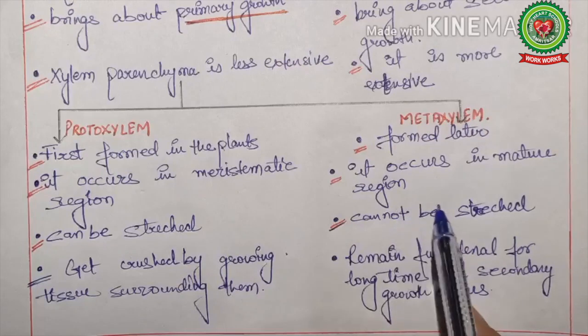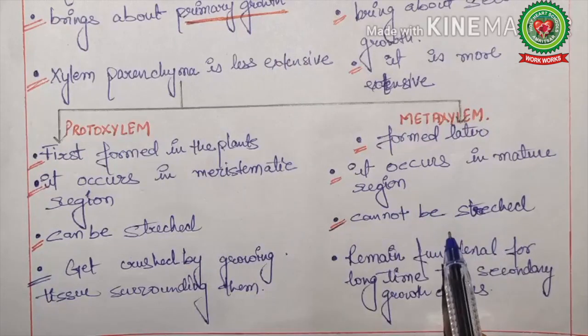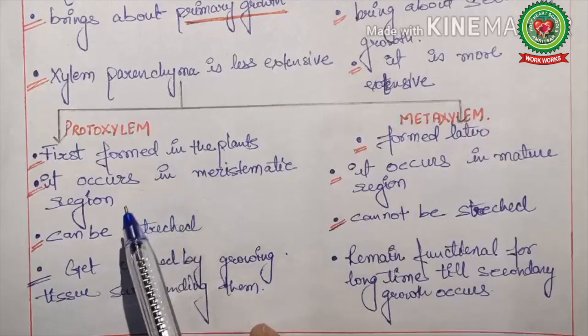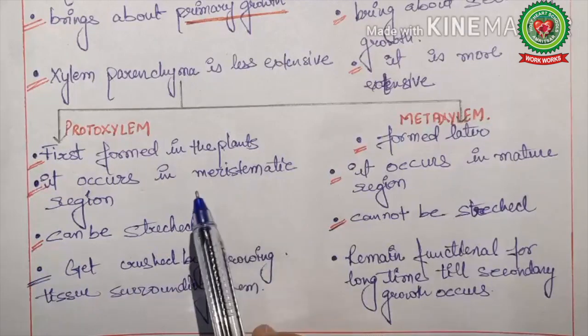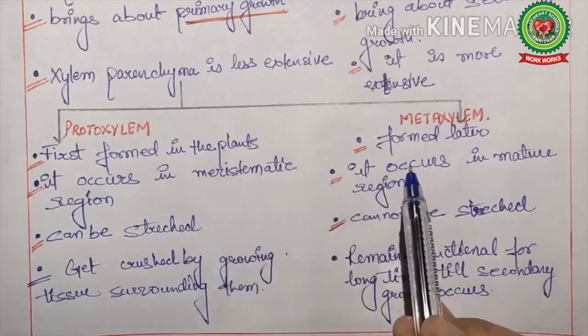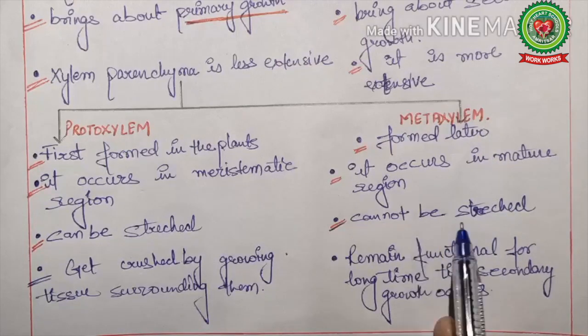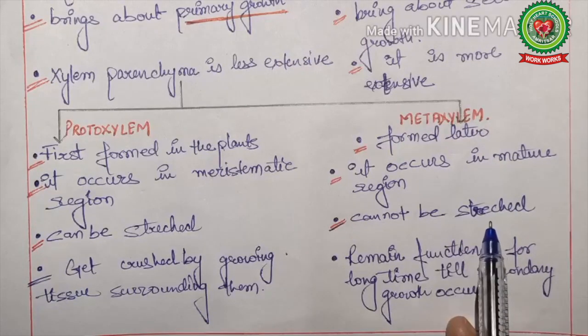Whereas metaxylem cannot be stretched, as the cellulose cell wall undergoes extensive lignification. Now, lignification in protoxylem is only in the form of rings or spiral forms. Whereas in case of metaxylem, lignification is of three types: scalariform, reticulate or pitted.